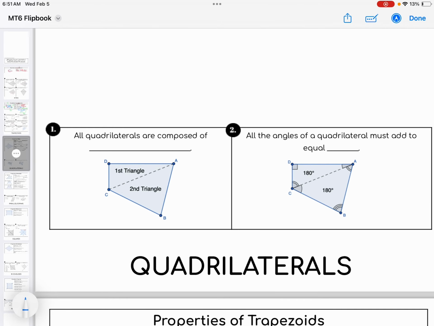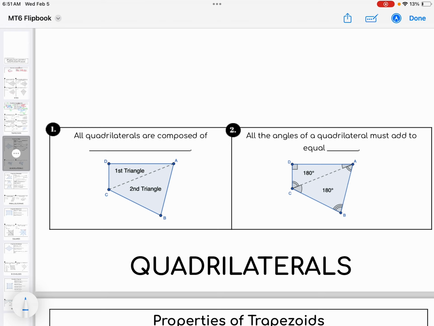In this video, I'm going to quickly go over the examples for quadrilaterals as well as parallelograms, and then I'm going to talk about squares and rectangles. So on the bottom of the quadrilaterals piece of the flipbook, you probably noticed these two problems where it talks about all quadrilaterals are going to be composed of.